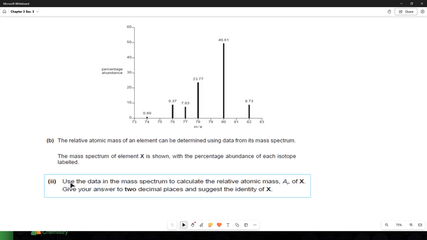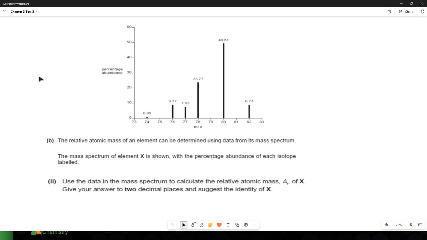So, if we read the question, use the data in the mass spectrum to calculate the relative atomic mass, Ar, of X. So they're asking us to calculate it. Give your answer to 2 decimal places, which is very important because they want you to use a specific number of decimal places, and if you don't, you will lose out on points. And suggest the identity of X. So we have to do all these things. We first need to do the math that we did earlier to figure out what the atomic mass of this element is. And then once we do that, we'll use that number to compare to the periodic table to then figure out which element we're looking at. So let's start doing that.